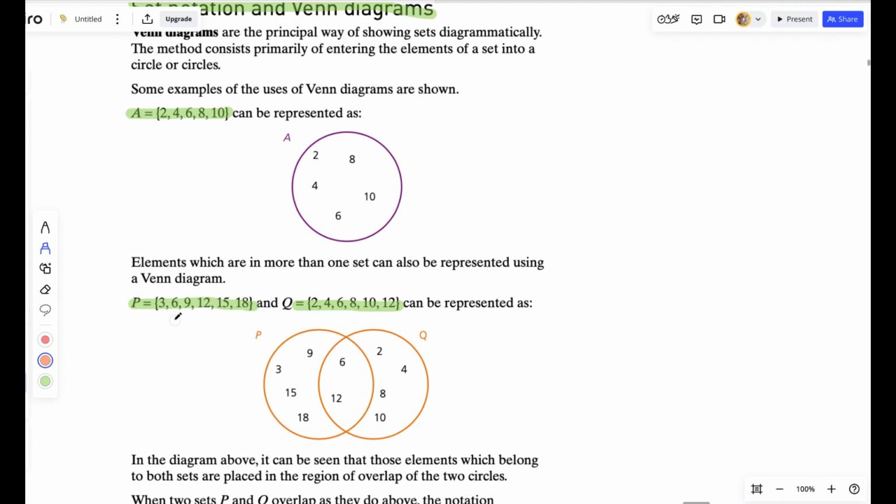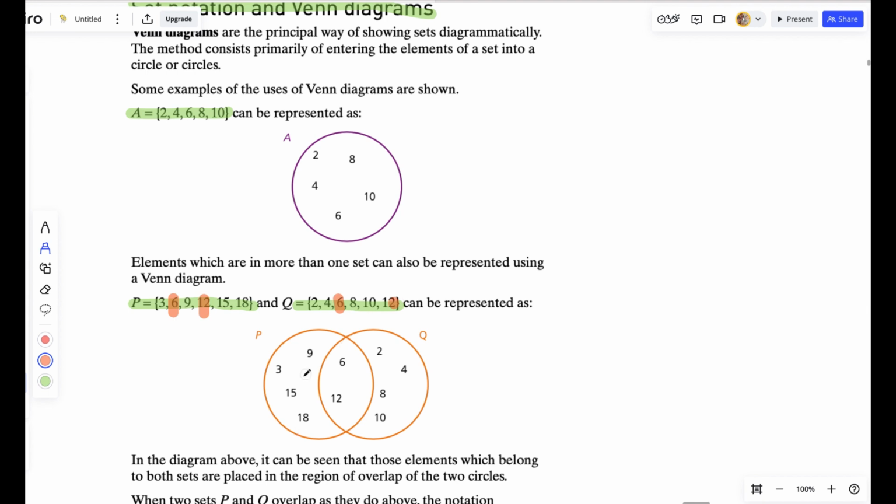You look for the numbers that are in set P and also in set Q. I can see 6 is here, 6 is also here. And then I can see 12 is here, 12 is also here. So those two intersect, 12 and 6. These 12 and 6 are common to both set P and set Q. So we're going to write them as the overlap.